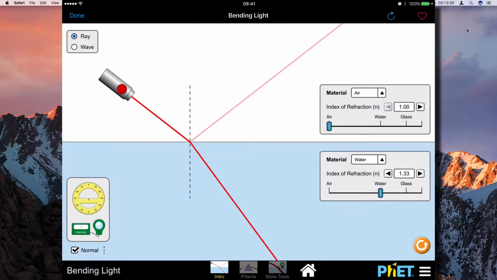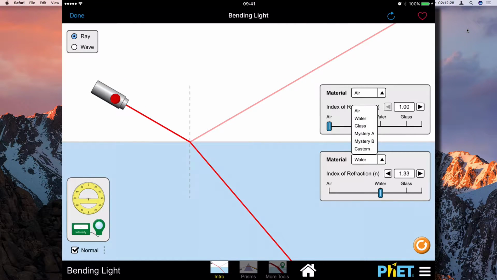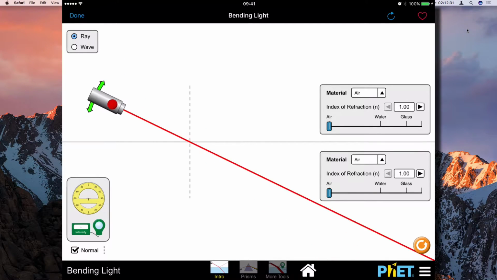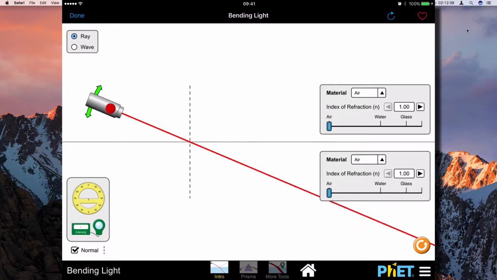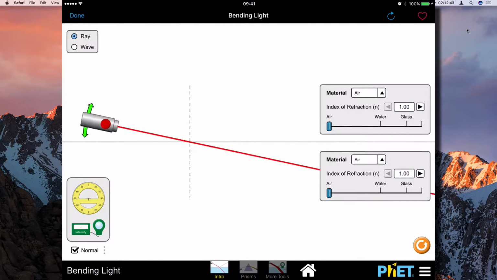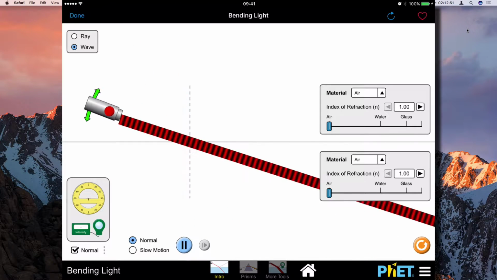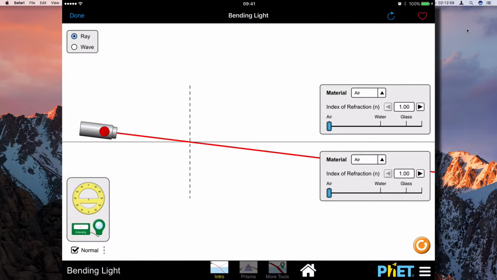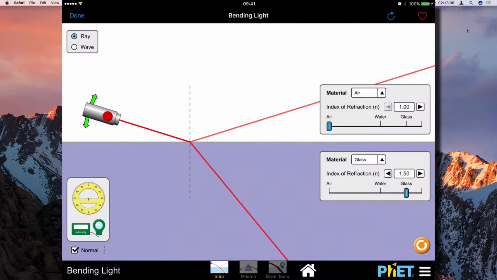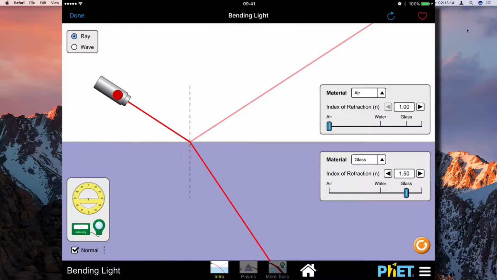Let's see what happens when we change the water to air, for example. If it's all air, then there is no refraction or reflection taking place at the boundary, and this is the boundary, by the way. Let's change it to a wave and see. Same thing, no refraction taking place. The ray is clearer to show. Let's change the air here to, say, glass. Again, there is reflection and refraction taking place depending on the angle between the ray and the normal, which is the dotted line.